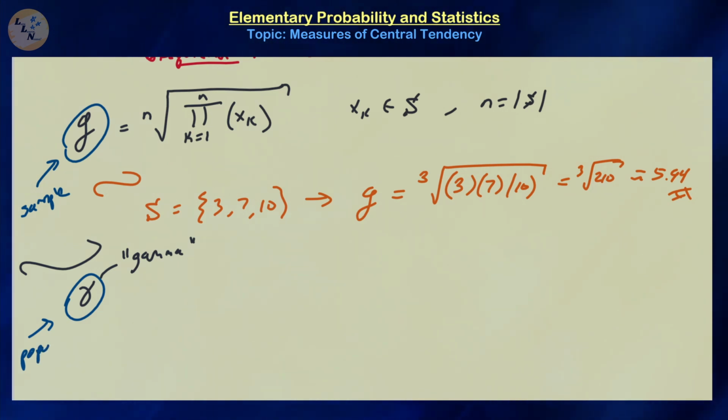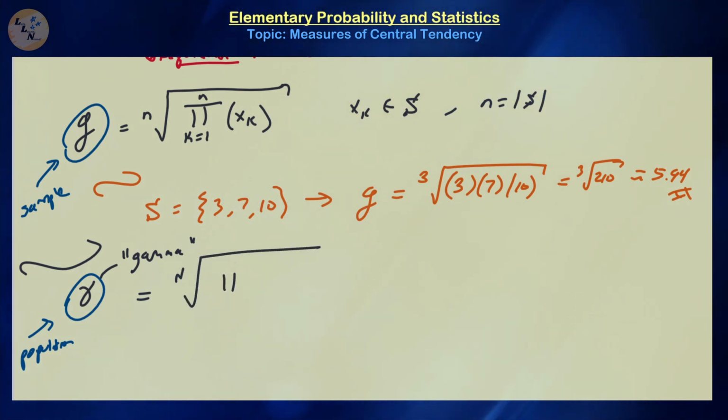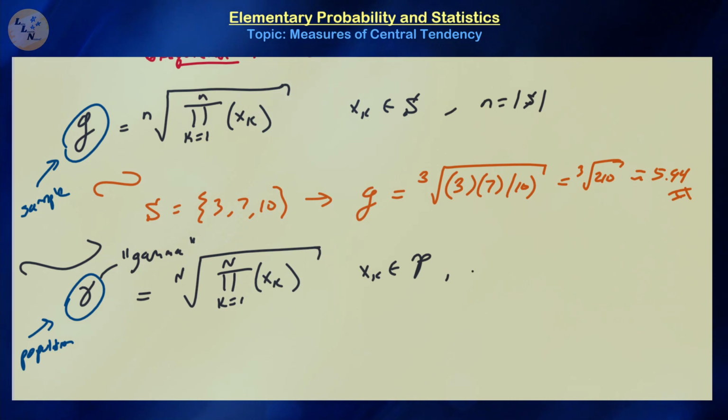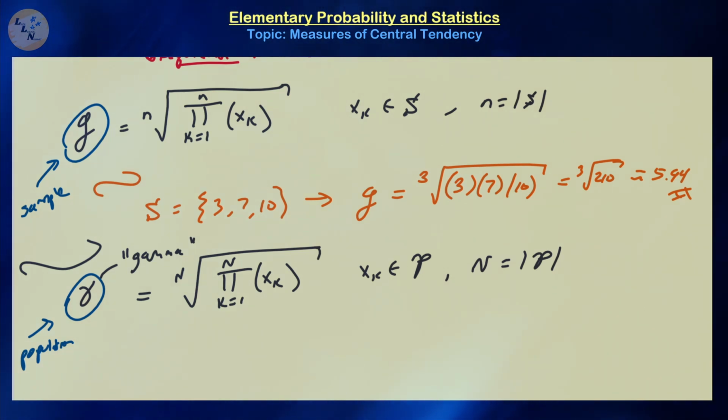And this is going to be defined very similarly. It's going to be the capital Nth root of the product from k equals 1 to capital N of xk. Here xk are elements belonging to our population, all of them, and capital N is the size of our population. Right? So it's practically the same exact thing, similar to the calculations of arithmetic means for samples and populations.